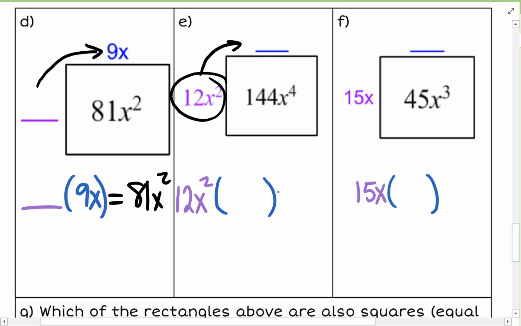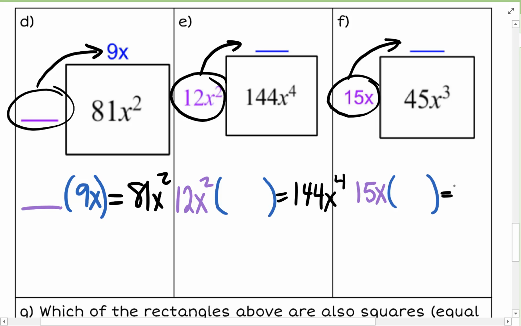So something times 9x gives me 81x squared. 12x squared times something gives you 144x to the 4th. Ooh, a little different. And this one is 15x times something is equal to 45x cubed. Now, for 81x squared, the area has an x squared, the length has an x, so the width must also have an x. If the length had an x squared, then the width wouldn't need any x's. But there has to be another one so that x times x results in x squared. And what number times 9 is 81? That is 9. 9x times 9x is 81x squared.